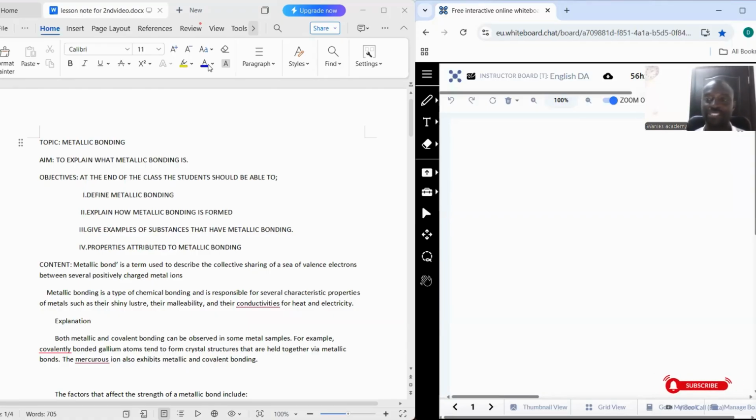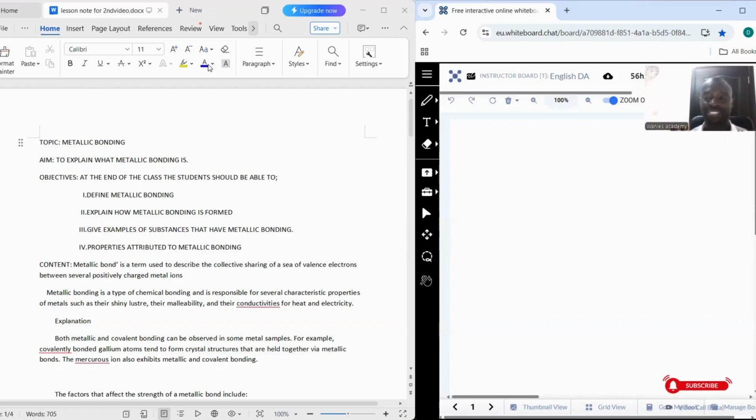I'm here to teach chemistry, and the topic we'll be considering today is metallic bonding. The set aim for this class is to explain what metallic bonding is, and the objectives for this class are as follows. At the end of the class, the student should be able to: 1. Define metallic bonding, 2. Explain how metallic bonding is formed. Then 3. Give examples of substances that have metallic bonding or exhibit metallic bonding. Then 4. Give properties attributed to metallic bonding. I commence my class in earnest.